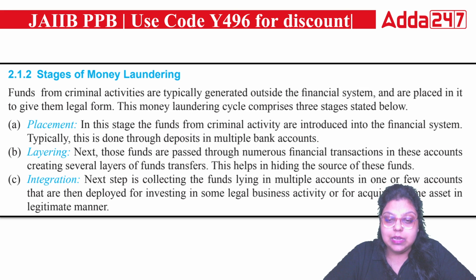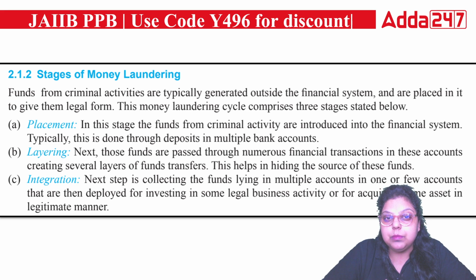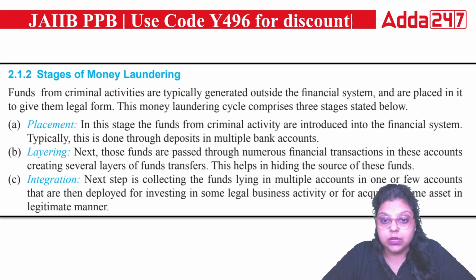The third one is integration. In integration, we create our own personal assets. When we create our own personal assets, it can be your bungalow, your business, your luxurious cars. And now if somebody asks from where you have purchased this bungalow or these luxurious cars, I have a legal source of income which I can show from the layering stage. So that's how money laundering is done. In placement, we have entered the black money into the economy by depositing the money in the bank account.